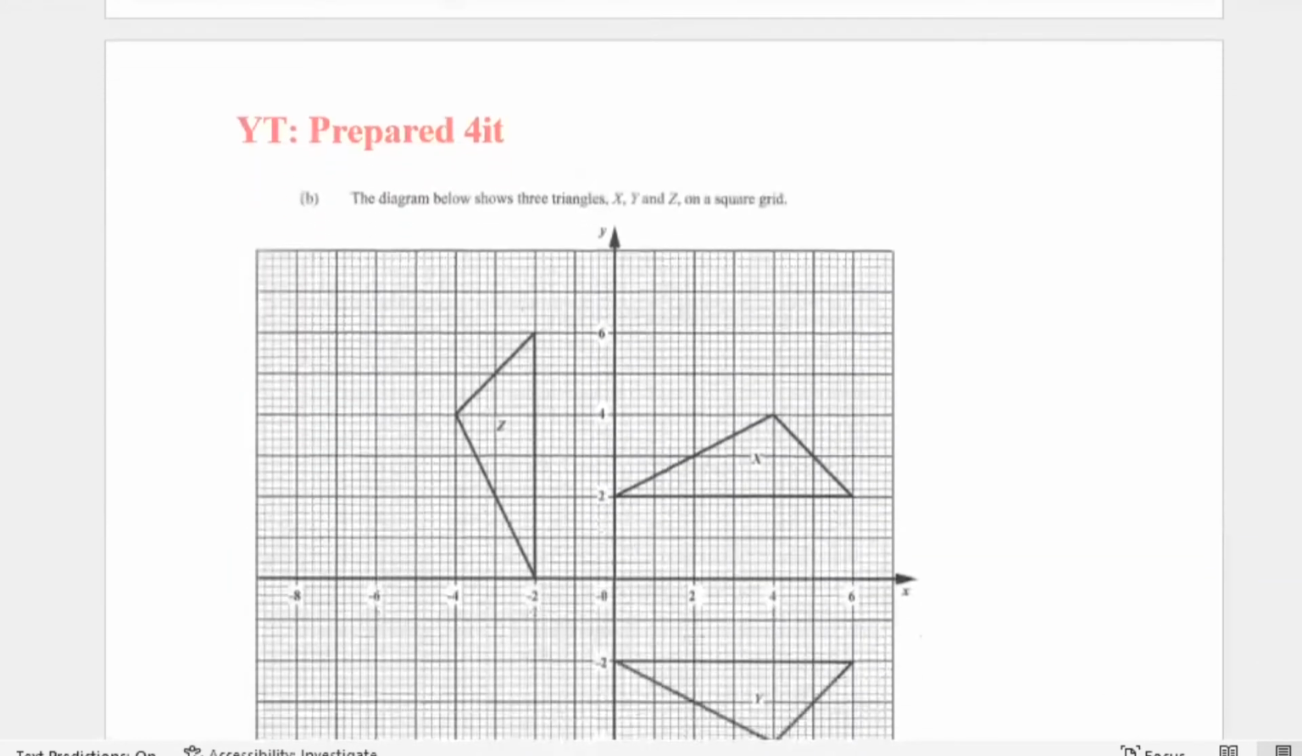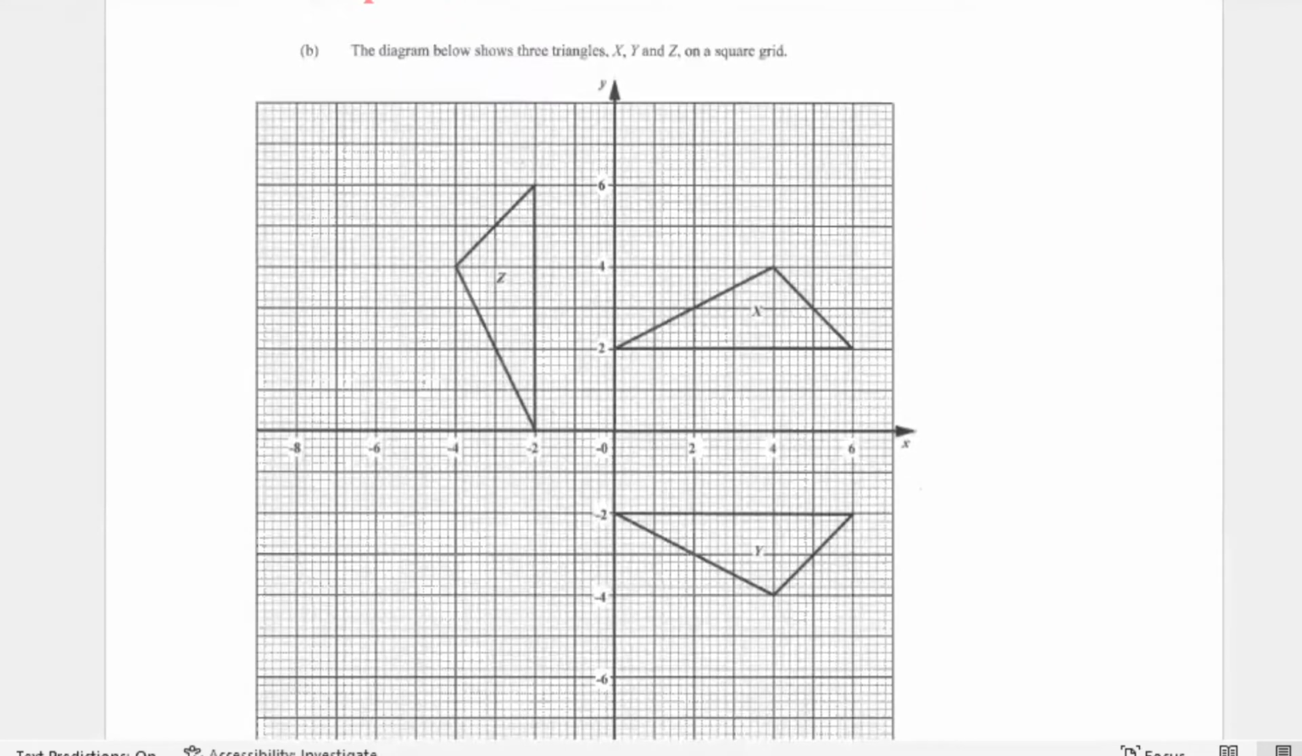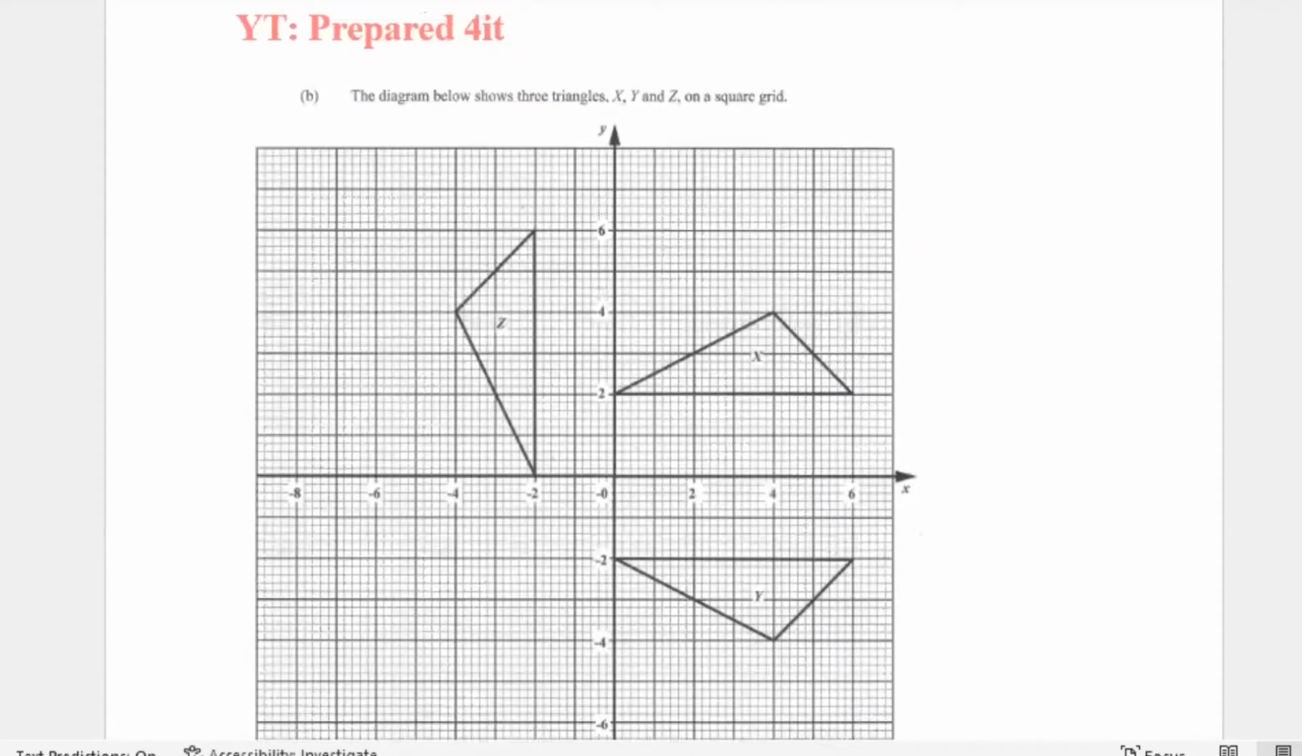Now we're at part B, and it says the diagram below shows triangle XYZ. This was probably the next difficulty that children went into, and we're now basically on page 10 of this exam sheet. Let me see how many pages there are. 31, 33. We're now on page 10.